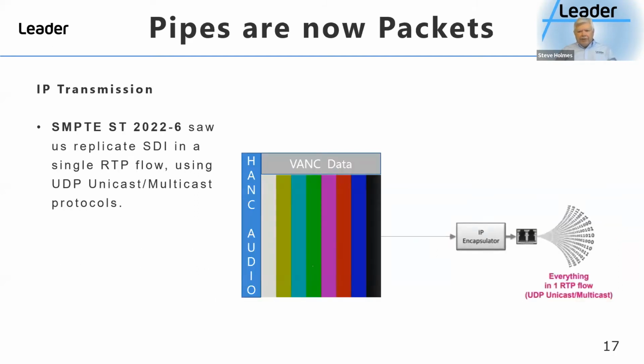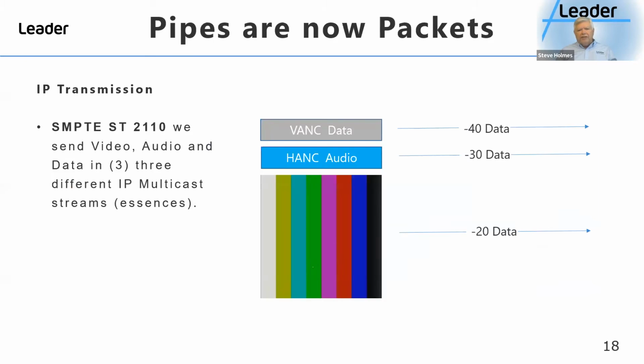In IP transmission, it started out with 2022-6. All we did in 2022-6 was encapsulate that entire amount of data, put it into an RTP multicast, and send it on. But it does not have the underlying flexibility that 2110 offers us.